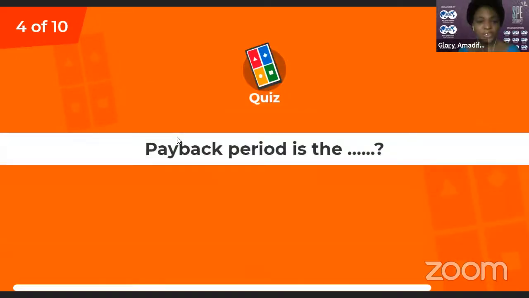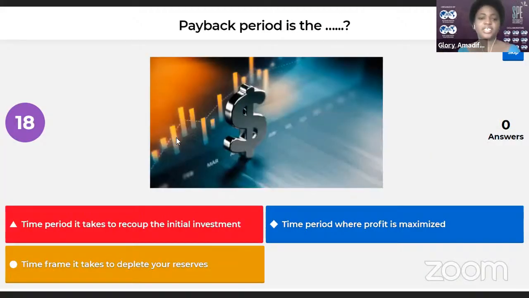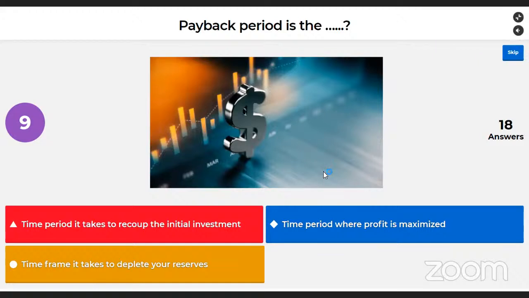Payback period is the time period it takes to recoup the initial investment, the time period where profit is maximized, or the time frame it takes this work. What's payback period?